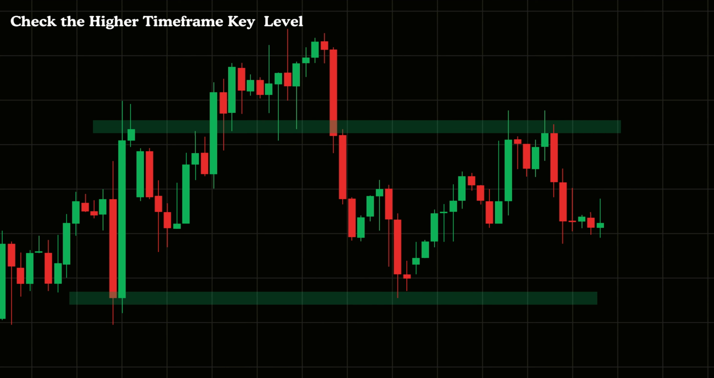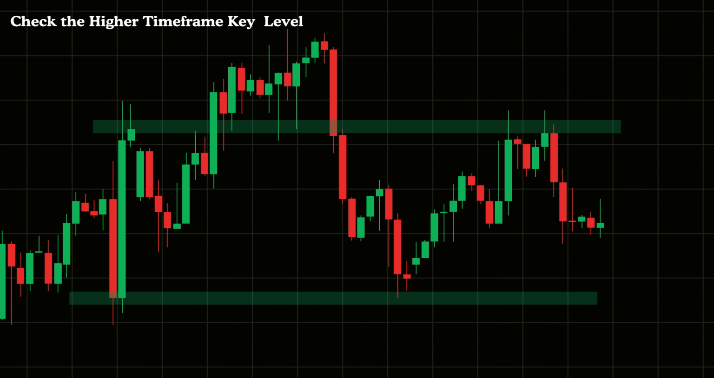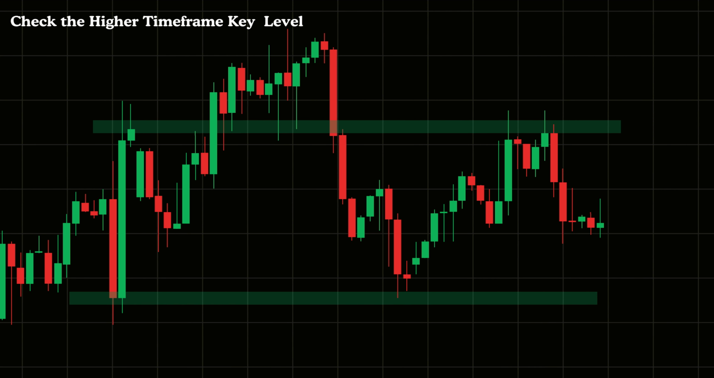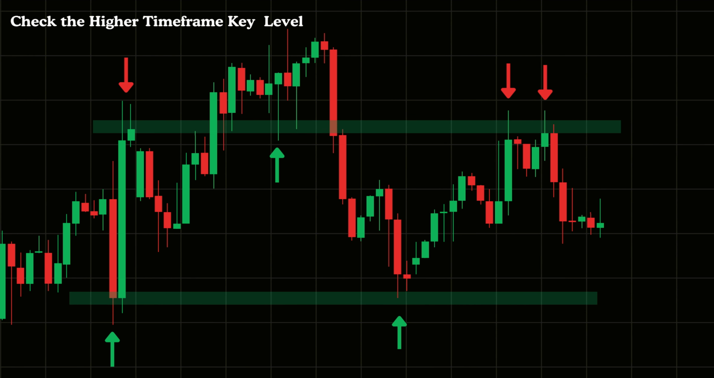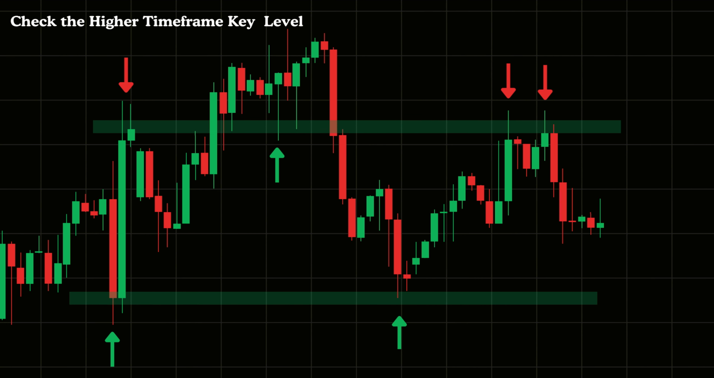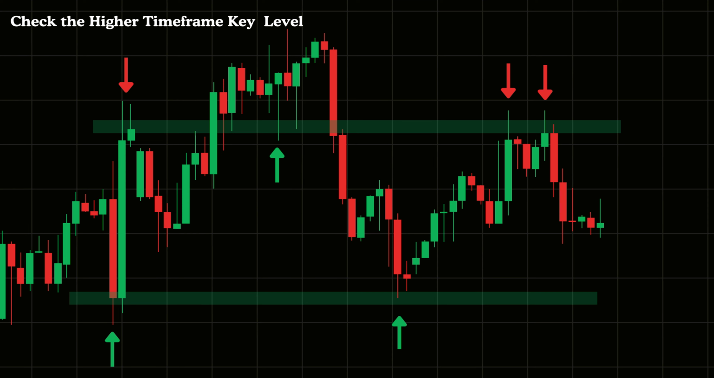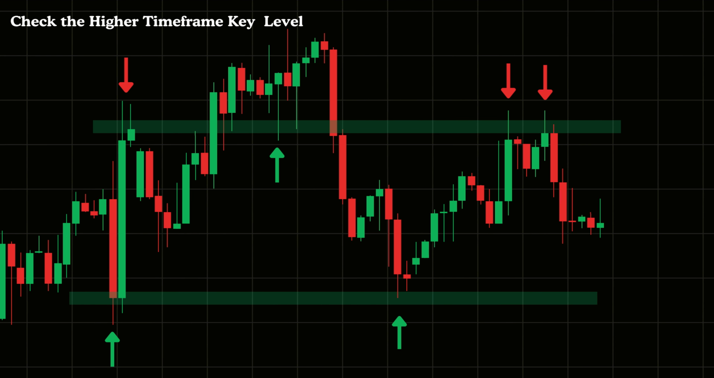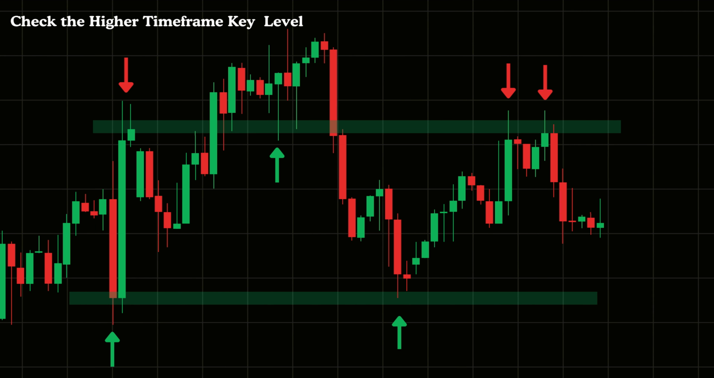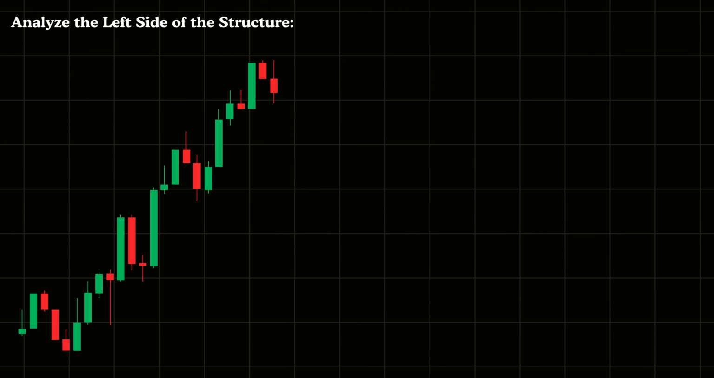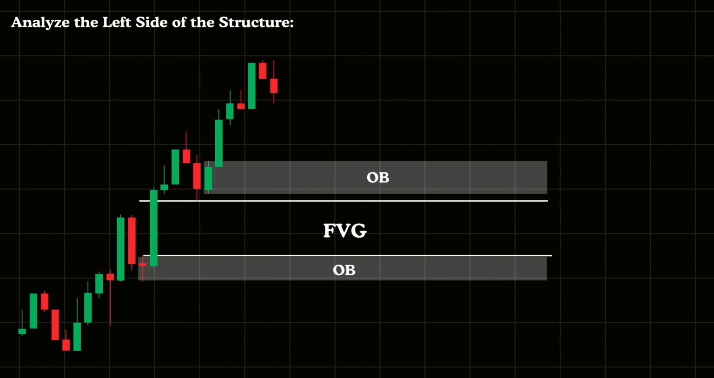Even a minor reaction from a significant higher time frame level can signal a potential shift in direction on lower time frames. When price interacts with these major zones, there's an increased probability of a short-term reversal. So, make it a rule to examine higher time frames to understand how close or far price is from important levels. Analyze the left side of the structure before placing any trades.